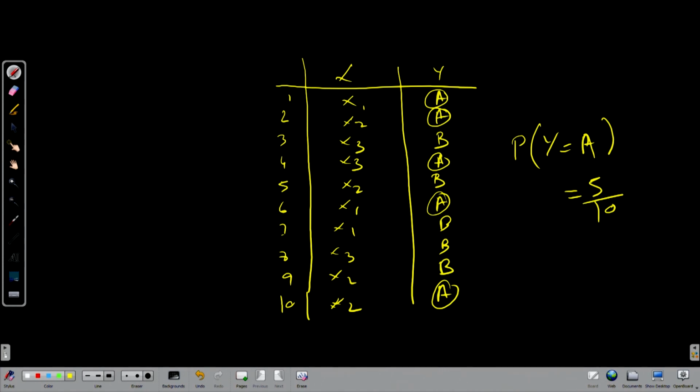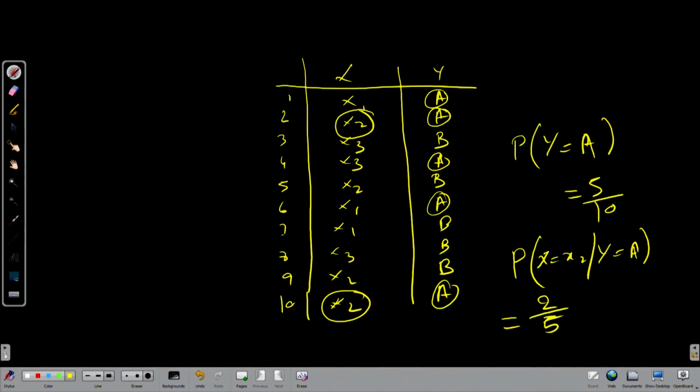Okay. So, then we also found out the posterior probability, that is, what is the probability that x is equal to x2 given y is equal to A. Given y is equal to A, there are two such cases, this one and this one. So, how many A cases are there? Total 5. So, it is 2 by 5. Total there are 5 A, and for y equal to A, there are 2 x2. So, 2 by 5. This was my posterior probability, this is my prior probability. This is how we calculate.